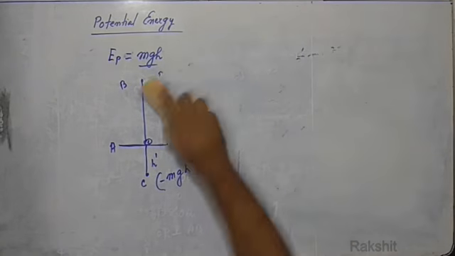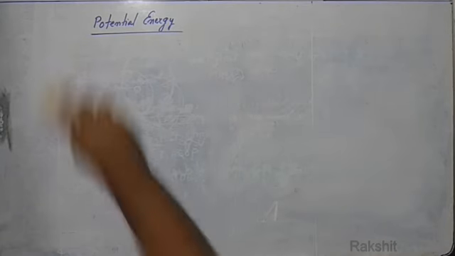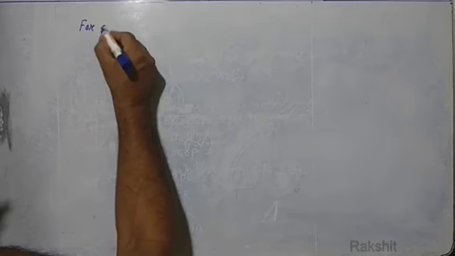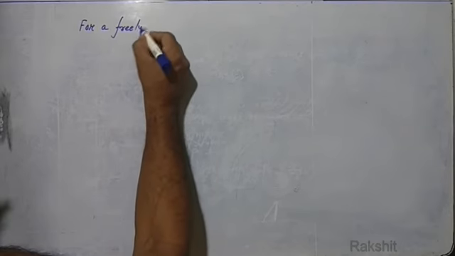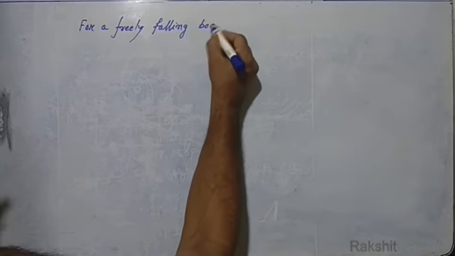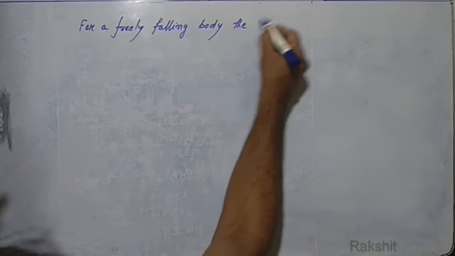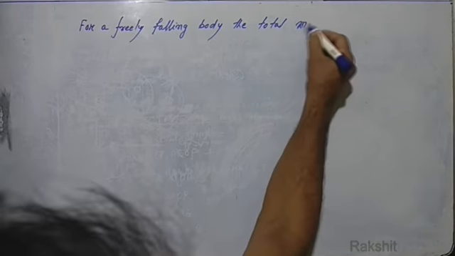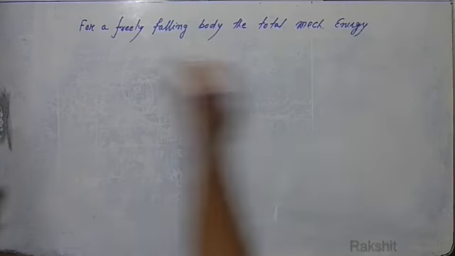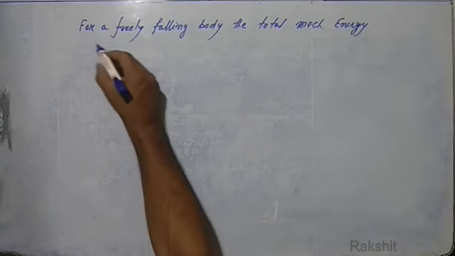Now we are going to prove a very important theorem for class 9. That is, the proposition of the theorem is, for a freely falling body, the total mechanical energy is constant.